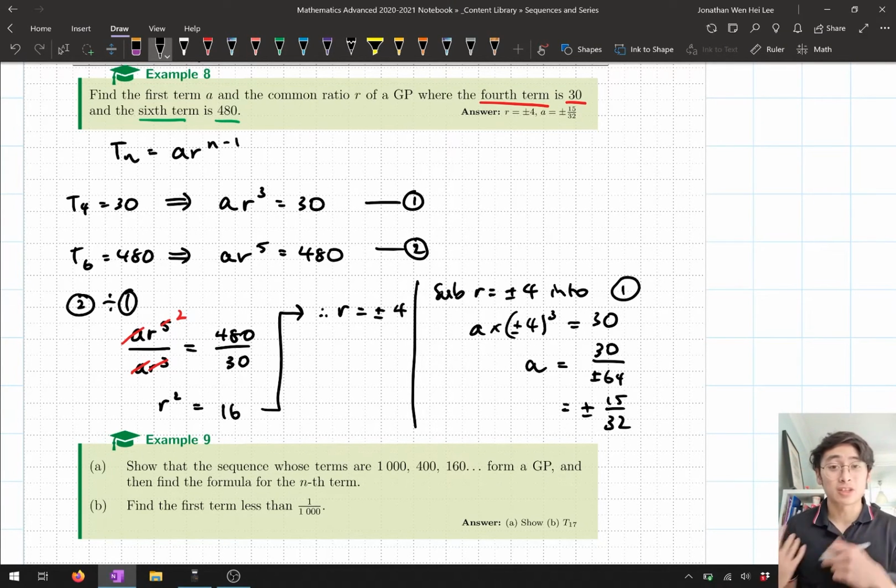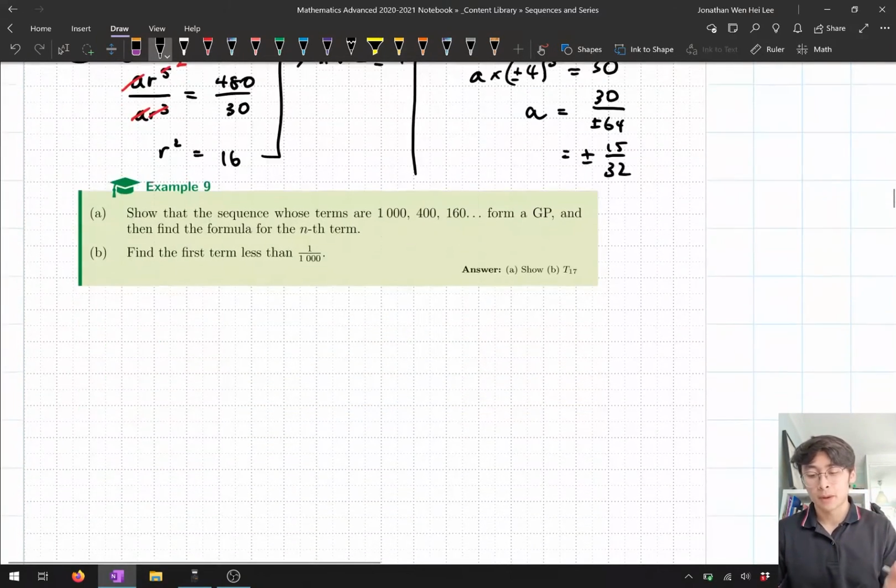We can actually work backwards just like we did in the last lesson when we sub in those specific terms, and we can use simultaneous equations to help find what A is, and in this case our common ratio. Okay, let's have a look at the next example.